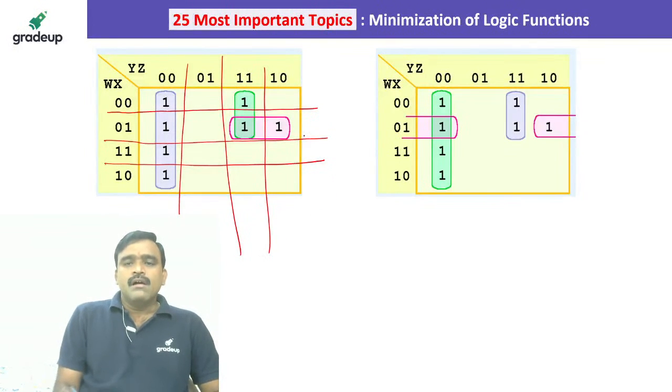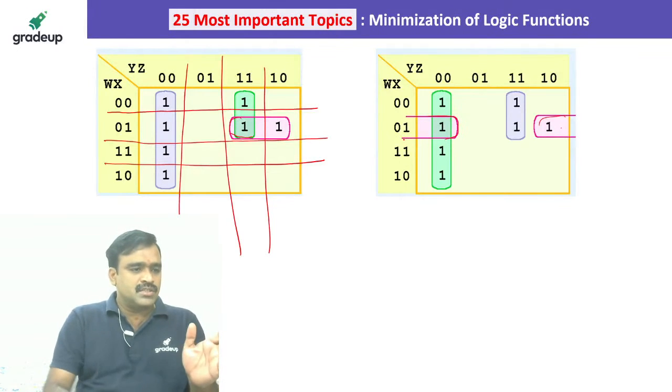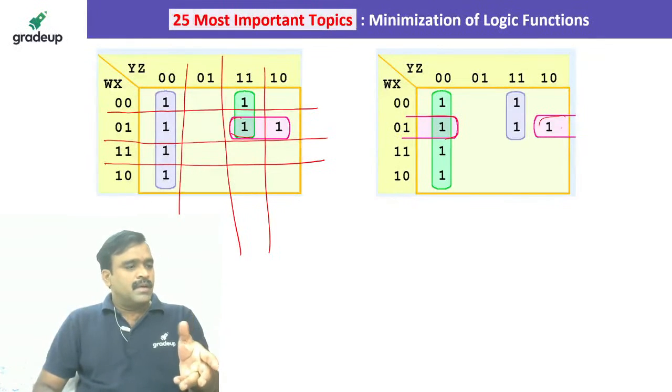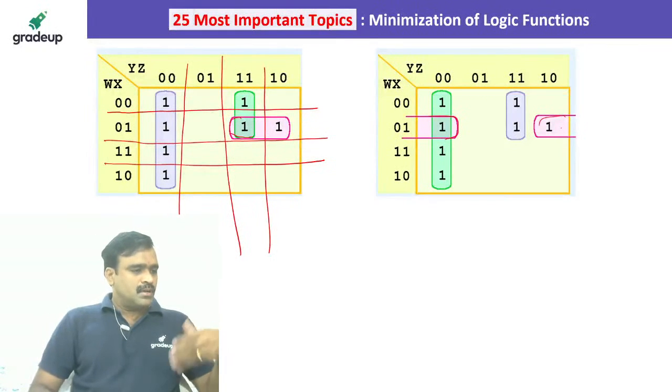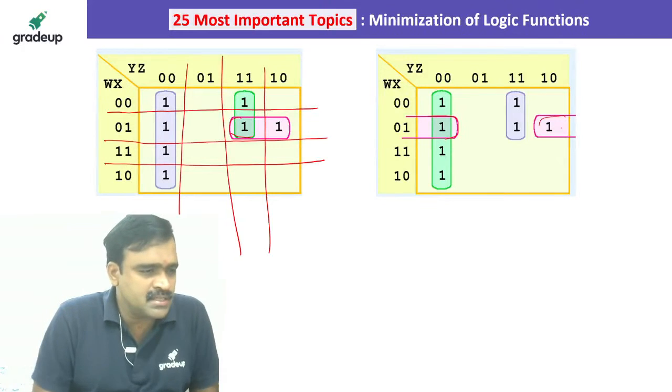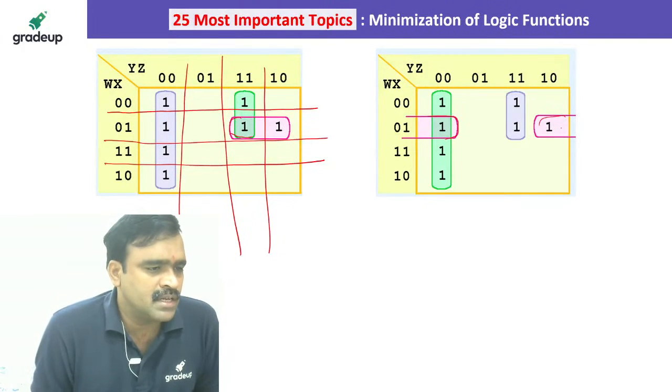So here, if you take this one, this is combined along with this adjacent one, or it can be combined with this one also. But the number of literals you will be getting is the same, but the function will be different. The number of literals will remain the same.